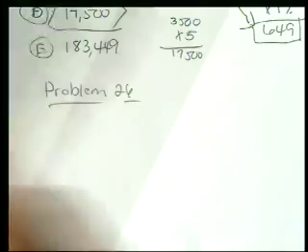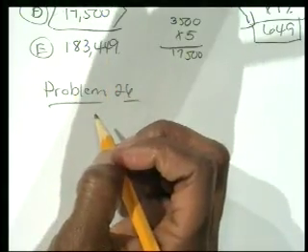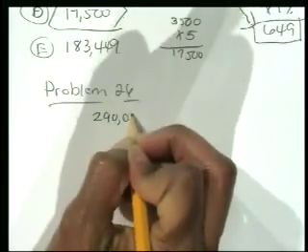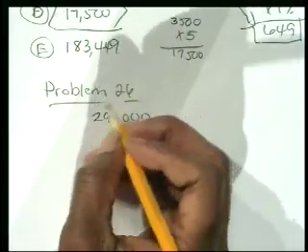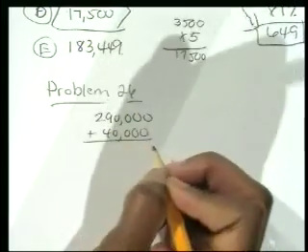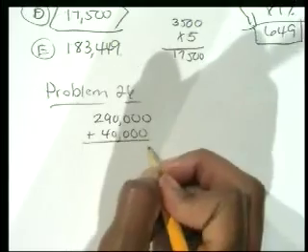Okay. So they had $290,000 of salaries plus $40,000 of interest income, taxable interest income.